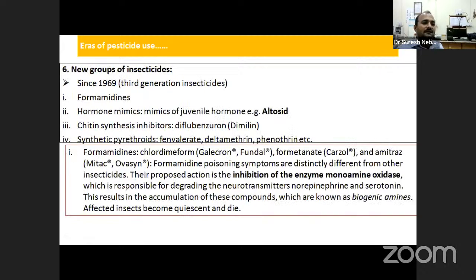So some new insecticides like formamidines, hormone mimics, their examples, you should know what the hormone mimics are, then chitin synthesis inhibitors. When you are going to study this group of insecticides, you should be clear about what is the role of these hormones in the insect body. What is the role of juvenile hormone in different stages? What is the role of chitin and other hormones, so that you will understand how these insecticides are going to work in the insect body. So it will be easy for you to understand this type of insecticides.